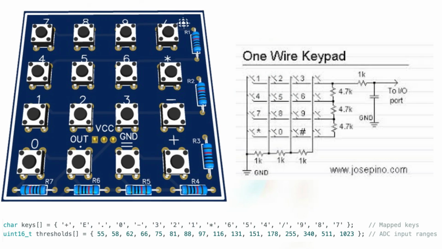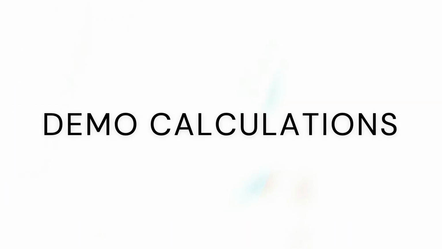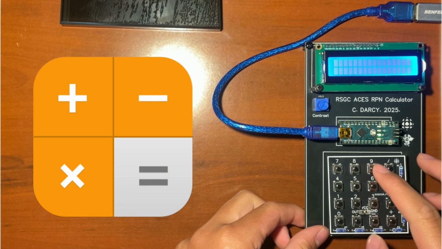A key feature of this calculator is the use of its one-wire keypad. 16 distinct keys are wired through a resistor ladder to a single analog input on the Arduino Nano. Each button produces a unique voltage corresponding to a specific ADC range. Now onto some calculations demonstrating the calculator's functionality.